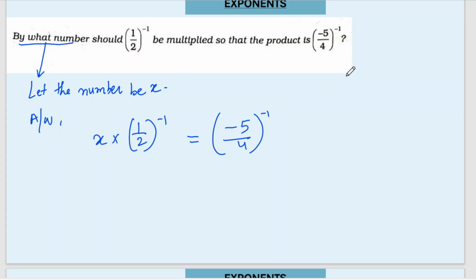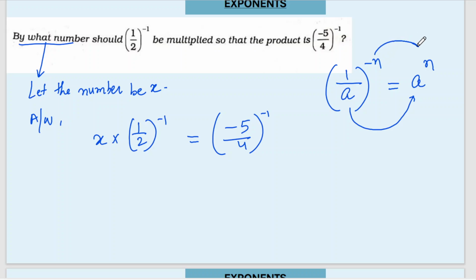Now, we always remember the property that 1 by a to the power minus n can be written as a to the power n. That means we are writing the reciprocal of 1 by a and then changing the sign of the power.